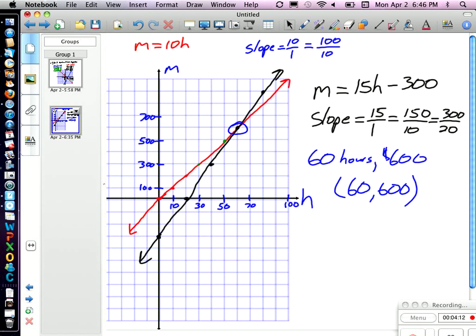So why is this important? Well, it's important because if you can work more than 60 hours, it would probably be a good idea to mow lawns because then you'll have more money. For instance, if you worked for 70 hours, no, let's make it 100. If you worked for 100 hours at your mom's office, you would make $1,000. However, if you worked 100 hours mowing lawns, now you're making more money.